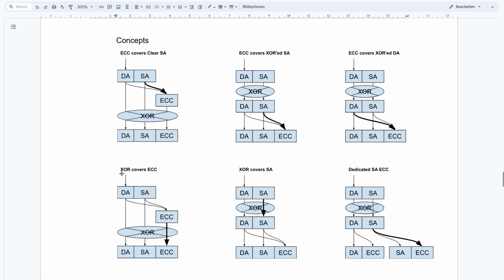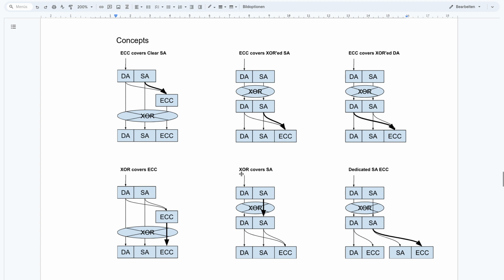The next topic is XOR covers the ECC. In this case, it's similar to the variant that we had here. But the question is: is the ECC that has been calculated run through XOR as well, like this? Or is the ECC perhaps not run through XOR, like in this example? So if the ECC is later on run through XOR, so that on the flash the data that you get is XORed ECC, then the XOR covers the ECC.